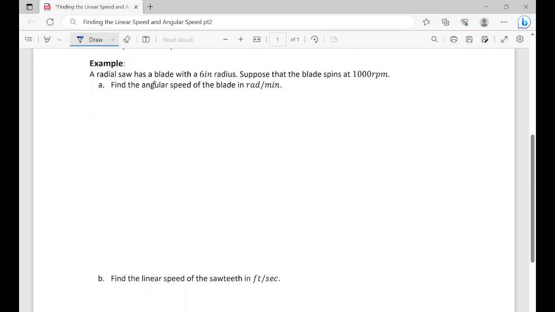A radial saw has a blade with a 6-inch radius. Suppose that the blade spins at 1000 RPM, 1000 revolutions per minute. Find the angular speed of the blade in radians per minute.